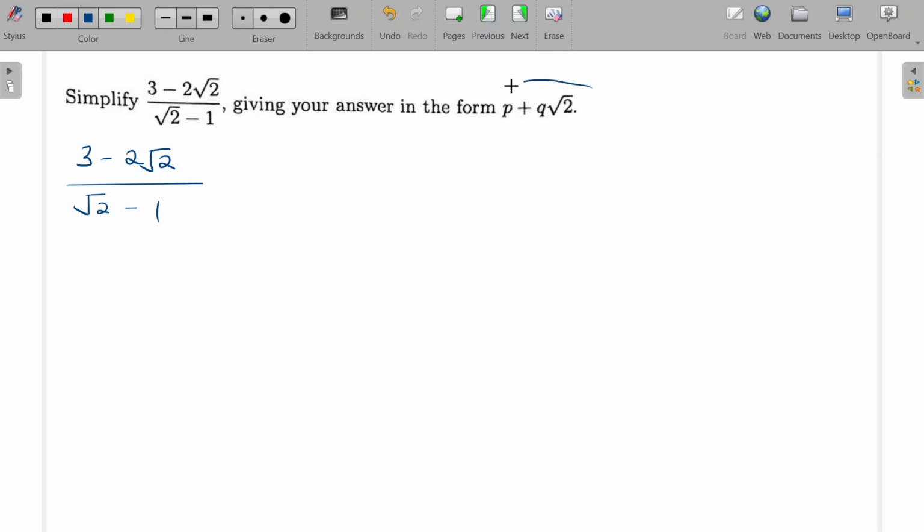They want you to write it in this form where you have p, which is just a number, and q is a number which is attached to the square root of 2. So what you need to do when you have this question, the first thing is that you rationalize the denominator, because if you try to solve it like this, it might be difficult. So you multiply by the conjugate of the denominator, which is square root of 2 plus 1 over square root of 2 plus 1.